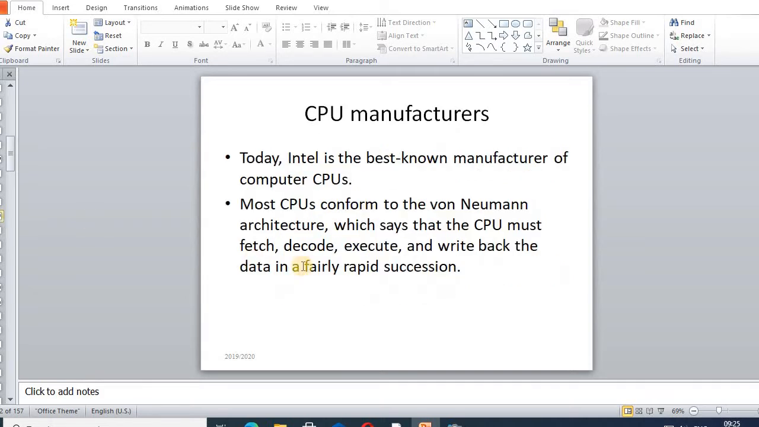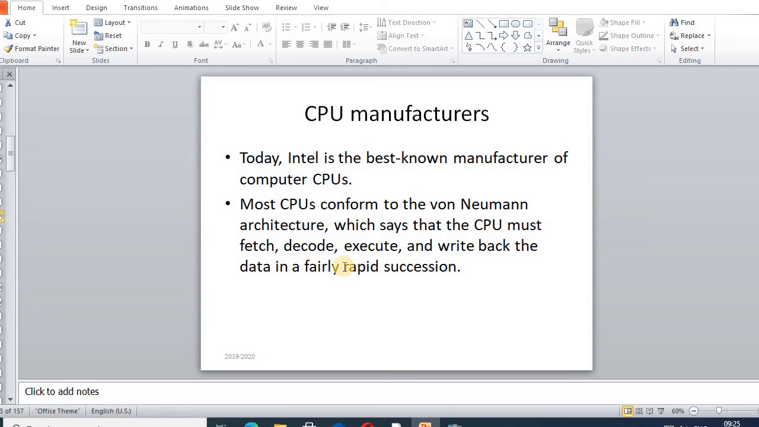Are we together? Then, among CPU manufacturers today, Intel is the best known manufacturer of computer CPUs. When you check across the market, you find out that Intel is common everywhere. And now we need to know what made Intel remain in the market and AMD get out of the market.